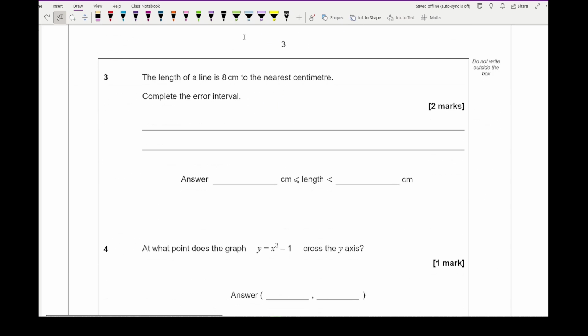Moving on to question 3, it says the length of a line is 8 centimeters to the nearest centimeter. Complete the error interval. Well, if we've got the nearest centimeter, now all we need to do is divide that by 2, so that becomes 0.5 centimeters. And then if we take the measurement that's been rounded, that's 8 centimeters. So what we need to do is plus or minus 0.5. So 8 minus 0.5 is 7.5, and 8 plus 0.5 is 8.5.